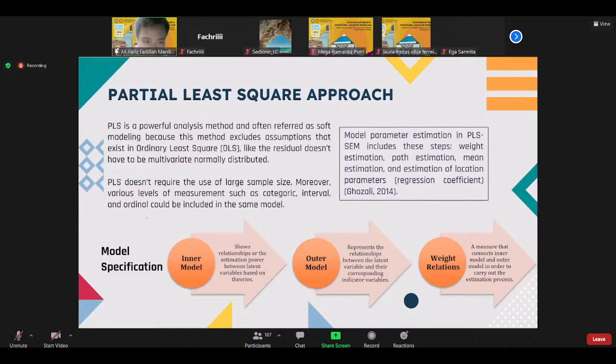This is model specification. There are the inner model, the outer model, and the weight relation. You can see the meaning of inner model, outer model, and weight relation in this slide.